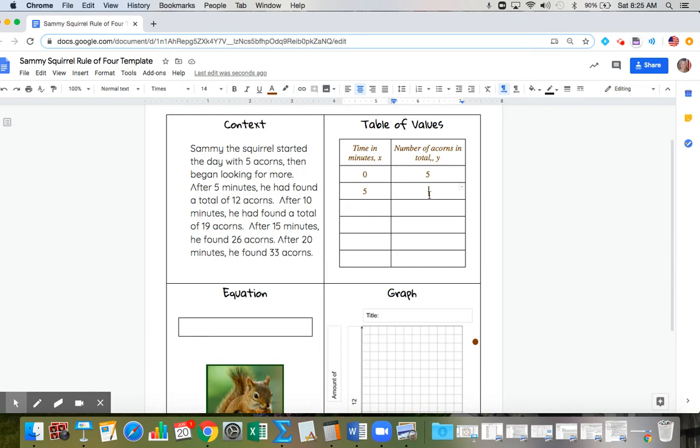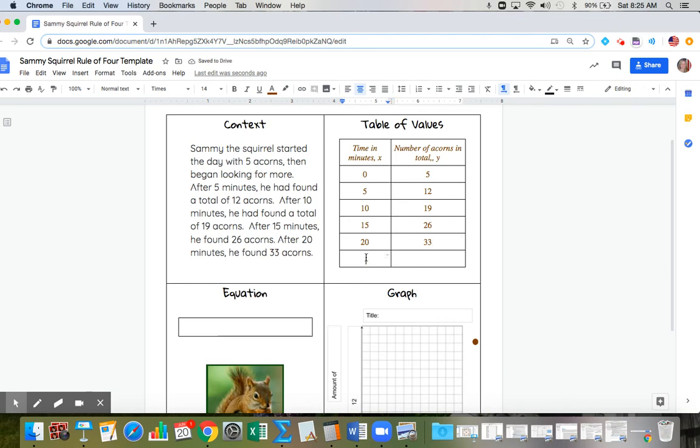Okay, so then it says after 5 minutes, he had found a total of 12 acorns. Now, that's the 5 that he started with, plus it looks like some more. After 10 minutes, he had found a total of 19 acorns. Again, the 12 that he had plus some more. After 15 minutes, he found a total of 26 acorns. And after 20 minutes, he had a total of 33 acorns.